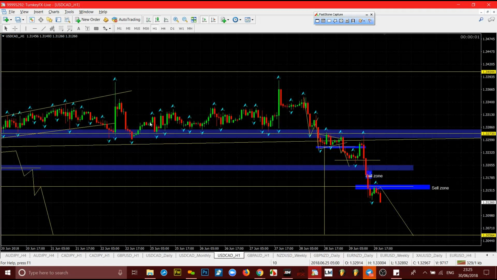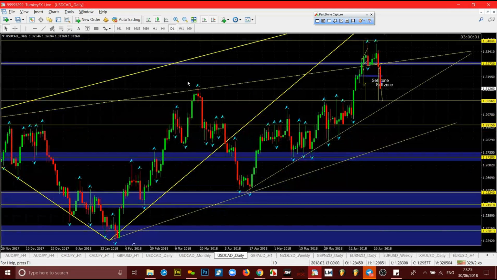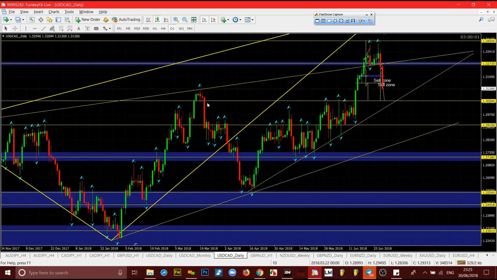Now, USD CAD. We know that this pair killed a lot of people, so we are trading it with care. But again, we're trading it based on what is happening to the dollar.